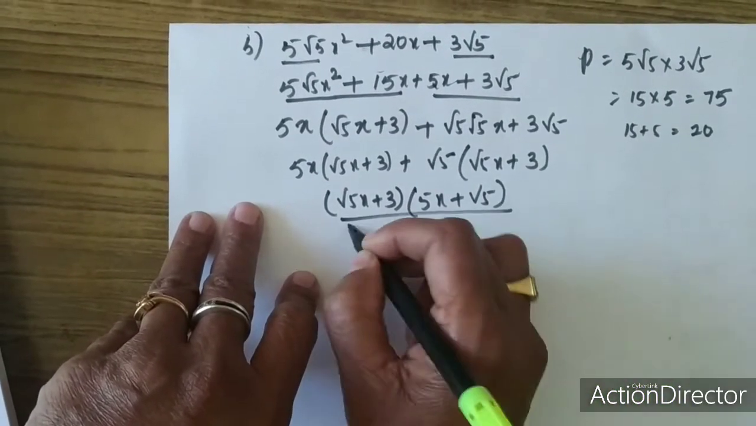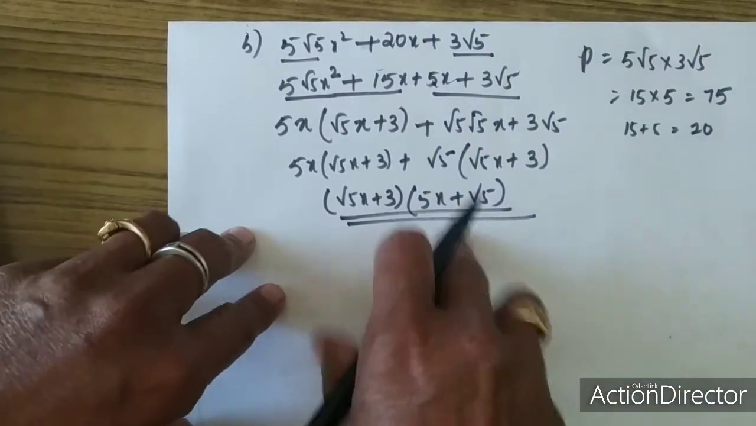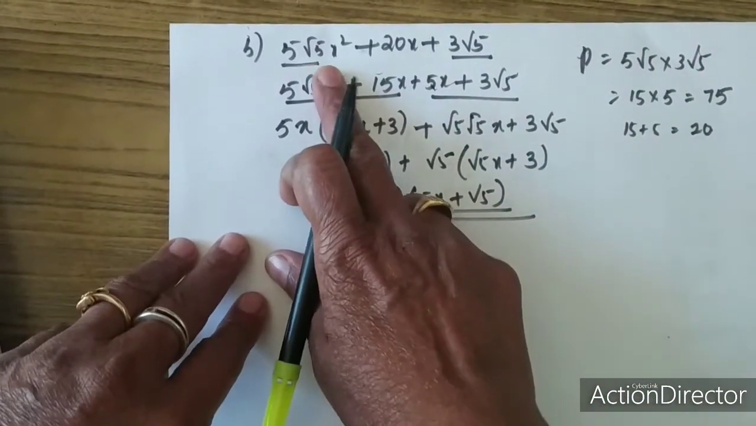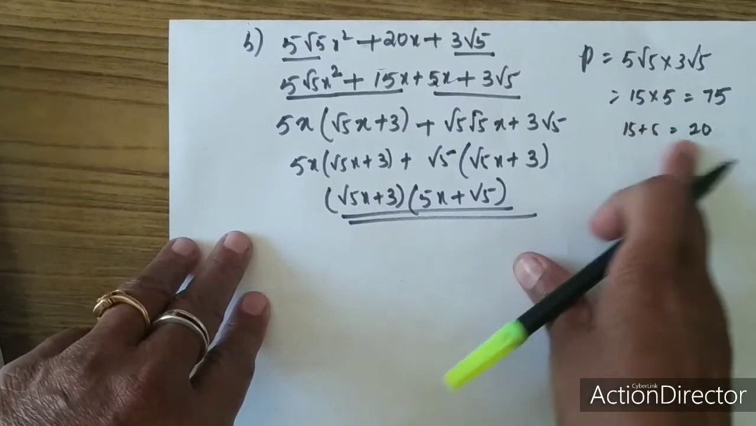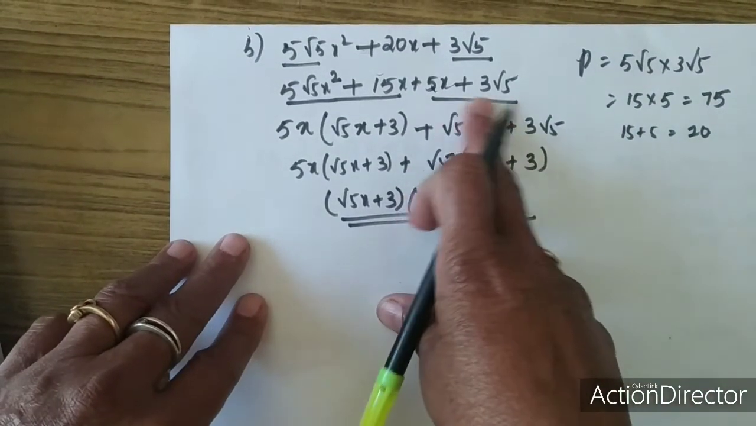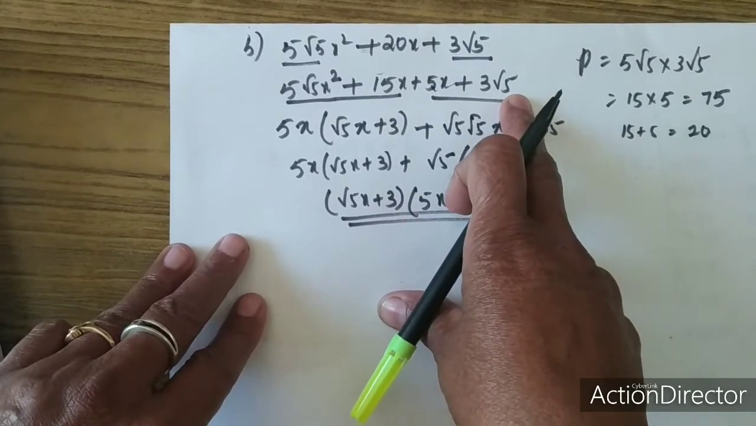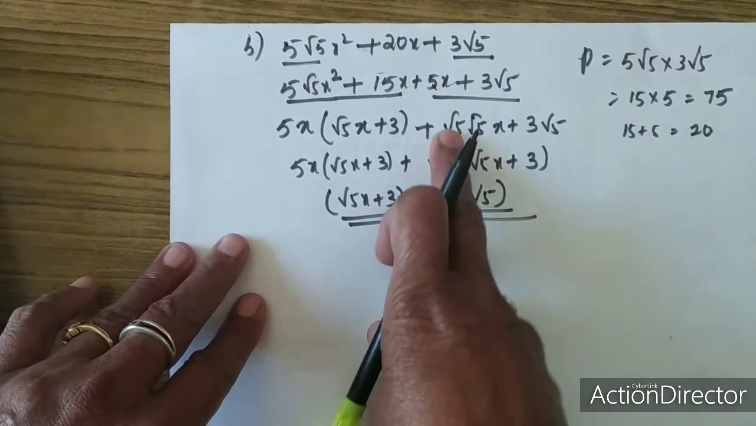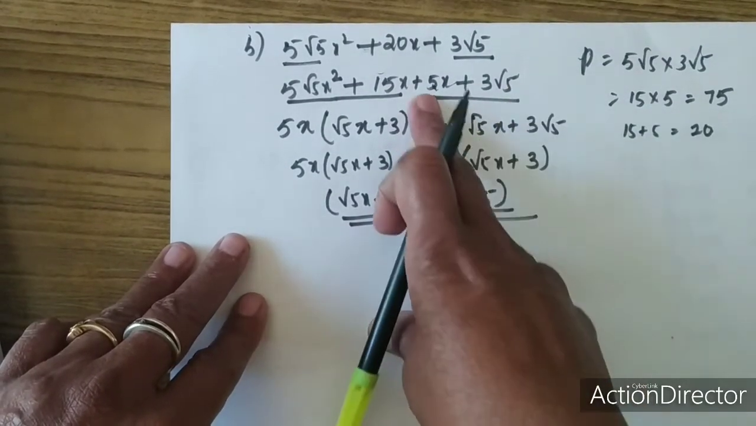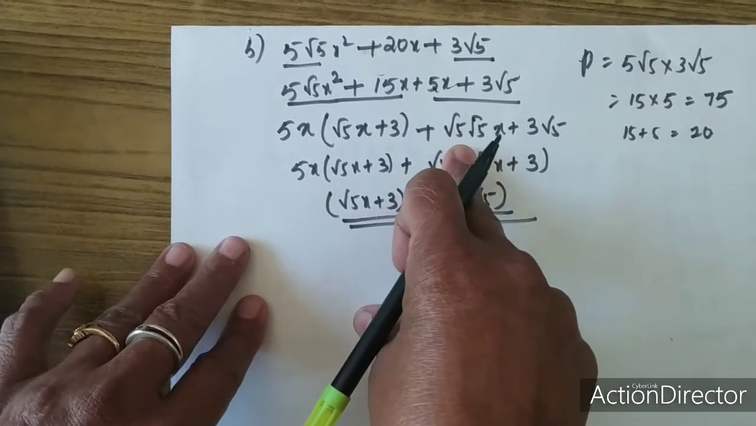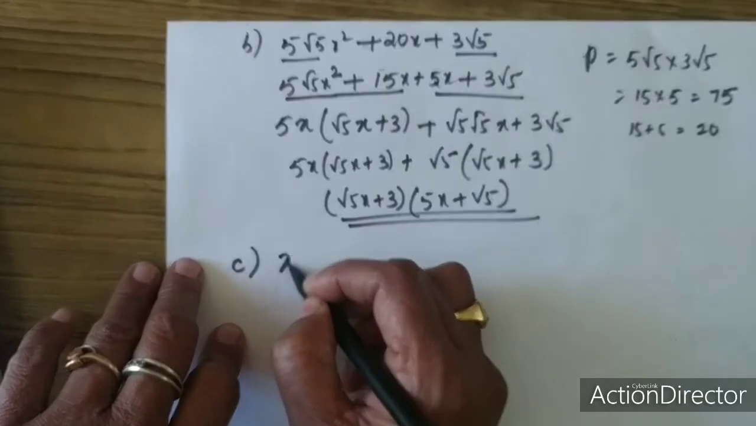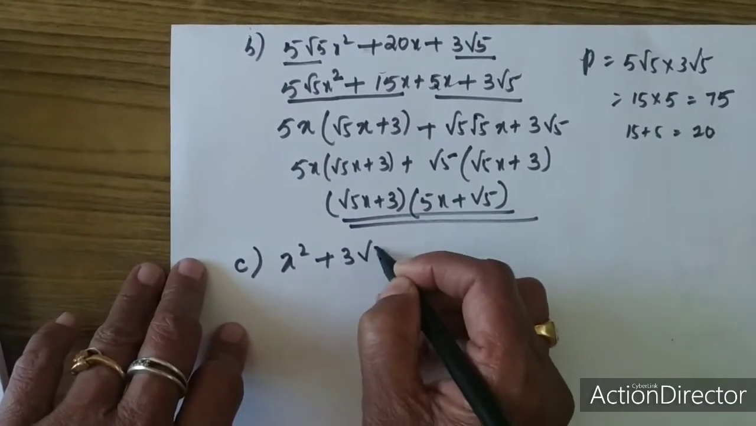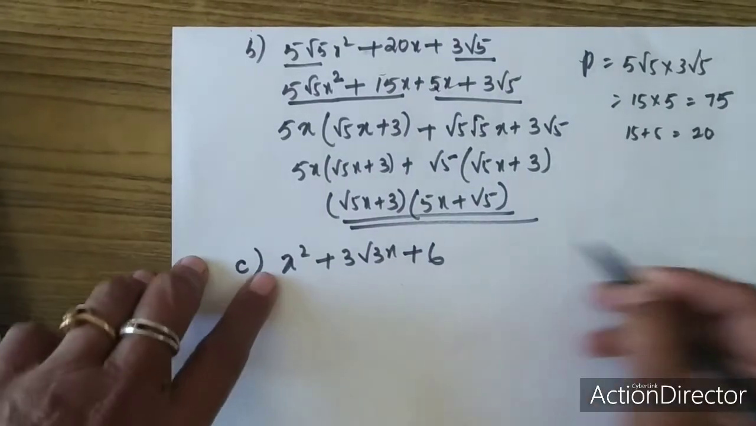So you should not have any doubt whenever there is a root question. In the rough column, when you calculate the product, it will be easy for you. And whenever you want to take the common factor in the case of root 5, express this number as root 5 into root 5. If it is root 3, express this as root 3 into root 3. Accordingly, you do it. Next, third one, x square plus 3 root 3x plus 6.